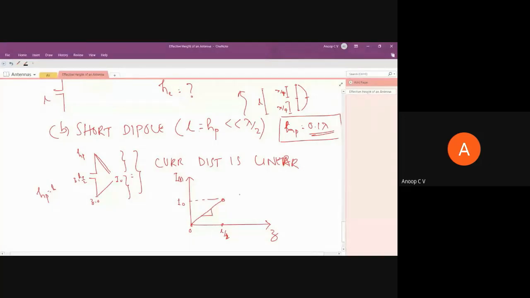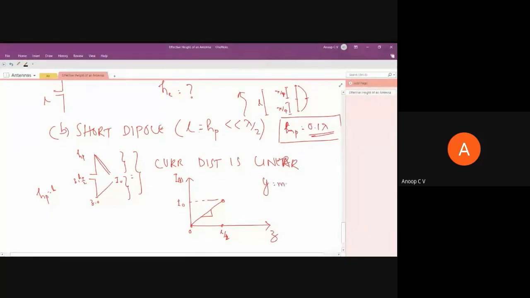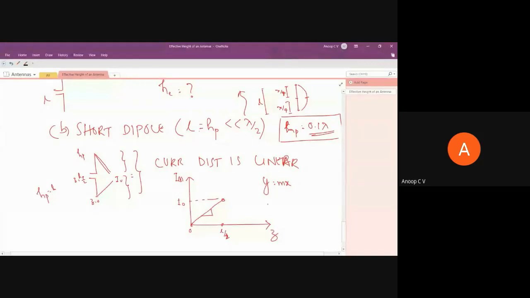So I can write it in the form of y is equal to mx, right? Why? Because it's a straight line passing through origin, right? So here instead of y, I have I of z, right? Slope, I have to find out what is it, and instead of x, I have z. That's it, right? So what will be the slope here?